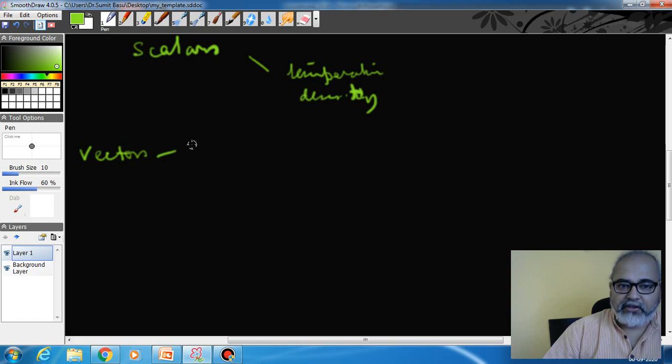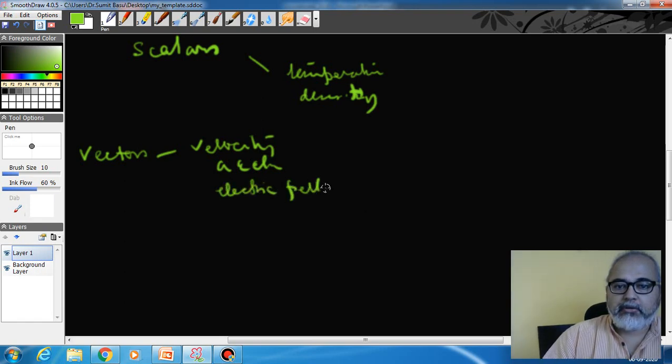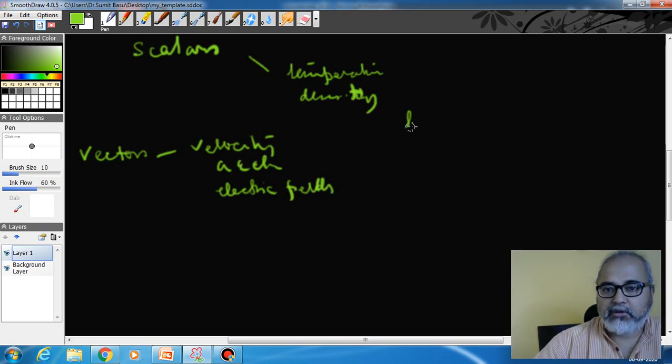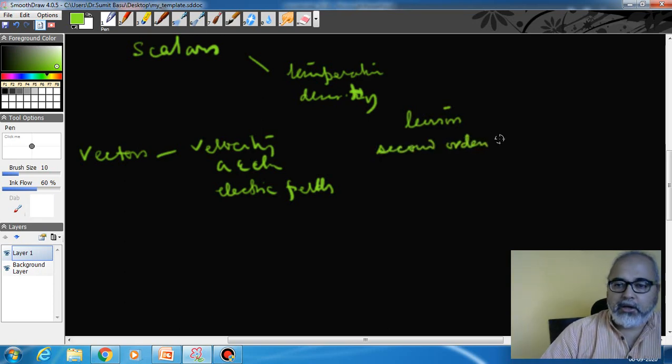Examples of vectors are what? Velocity, acceleration, electric fields, etc. And then we have learned about this new animal called tensors. And mostly we have talked about second order tensors. We have not learned many examples of this. We will do that in the course of ME321.